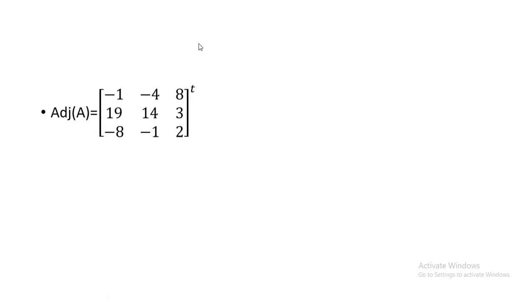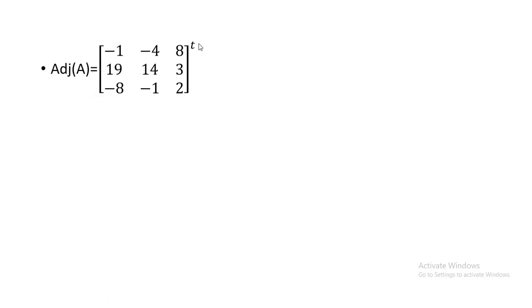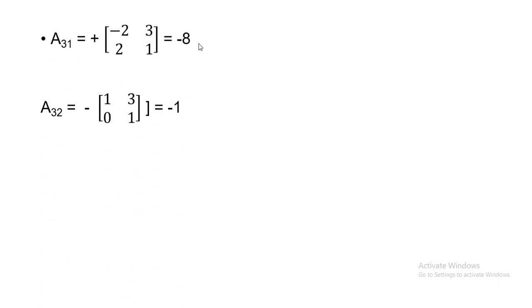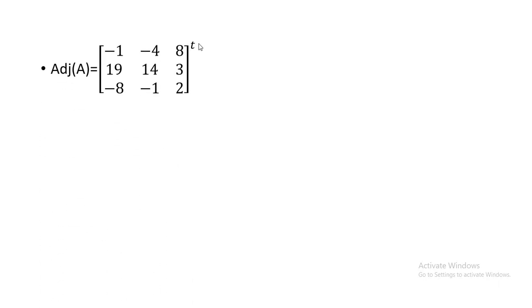Okay, now the second step for calculating the adjoint is that the moment you get all these numbers, that is A11, A12, A13, A21, A22, A23, A31, A32, A33, you're going to place all these numbers in their own positions. Like for A11 the result was minus 1, here is minus 1. A12 is minus 4, A13 is 8, and so on. Next, the moment you place all these numbers at their positions, you're going to take its transpose. It is an important part that you need to take the transpose after you plug in all the cofactors.